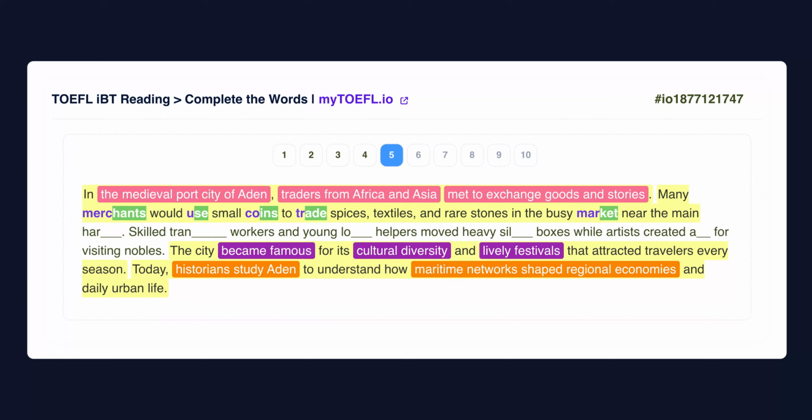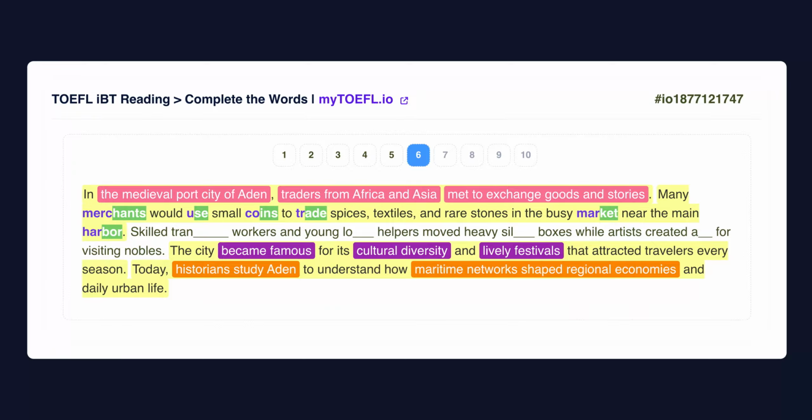Almost done with this sentence. The market is located near the main something. Given that Aden is a port city, what is the most important feature of a port? Many merchants would use small coins to trade spices, textiles, and rare stones in the busy market near the main har _ _. The question provides the letters H, A, and R, and we need to fill the last three blanks. The text establishes that Aden is a port city. The central feature of any port is its harbor, where ships arrive and depart. The letters HAR point directly to the word harbor. A busy market near the main harbor makes perfect sense.